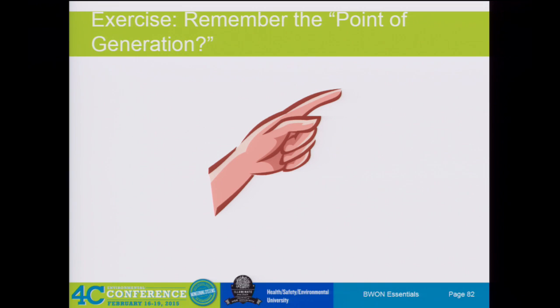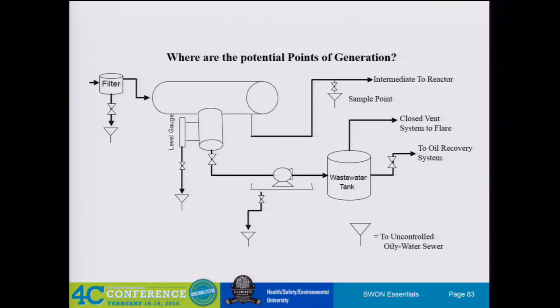All right, going back to POGs. Where are the POGs in this diagram? Anyone? Right there? Where else? Long level gauge. Level gauge. This is a pump pad. So basically, sample point up here, anything that's going to this uncontrolled oily water sewer, that's probably a good bet to where you start counting your POGs. But see how this looks, that's why we were saying that P&IDs, or PFDs, become really important. See how much easier it is to identify this on a drawing than anything else? So that's why it becomes a really useful tool to have P&IDs marked up for BWON.